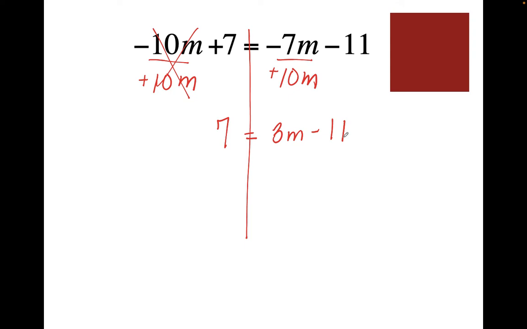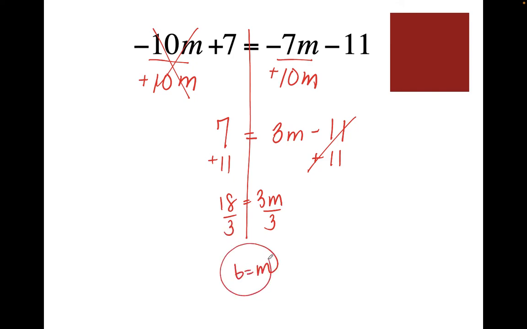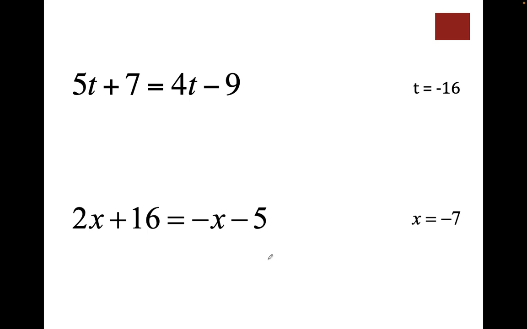So now we have 7 equals 3m minus 11. We now add 11 to get 18 equals 3m. And dividing both sides by 3 gives us m equals 6. Take a few minutes to try to solve these two equations and see if you can get the answers that are shown here.